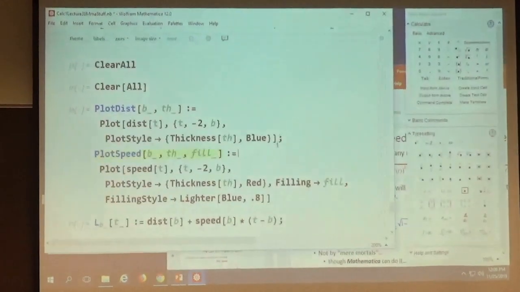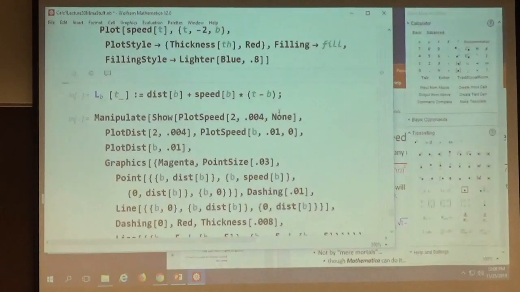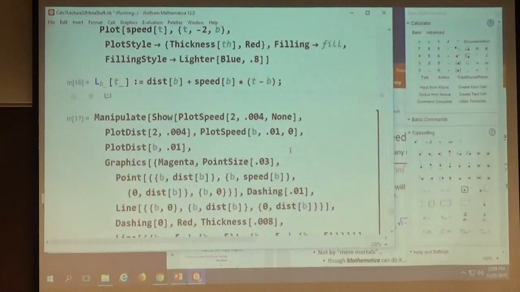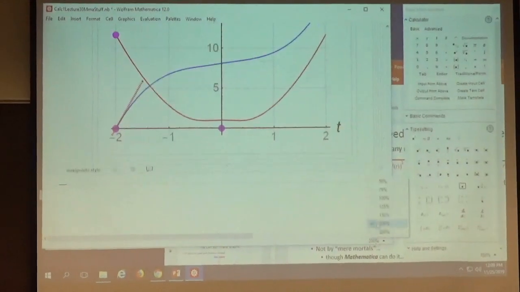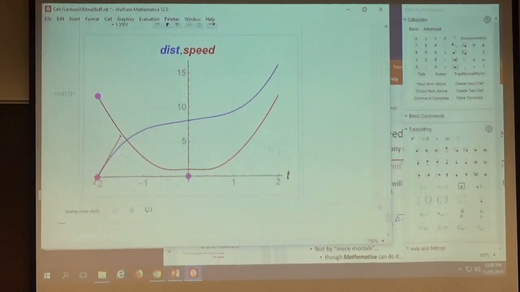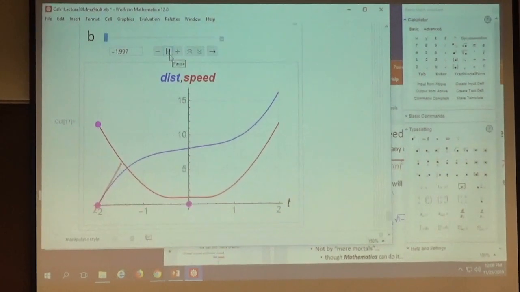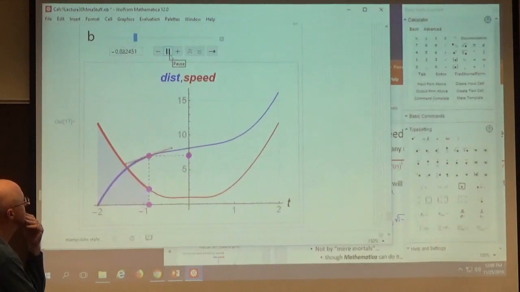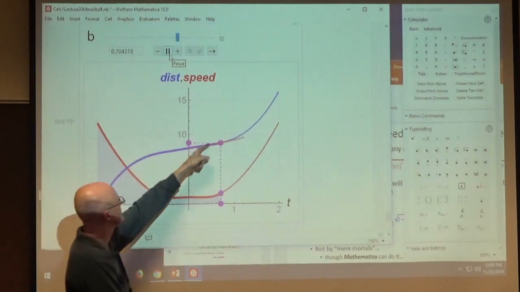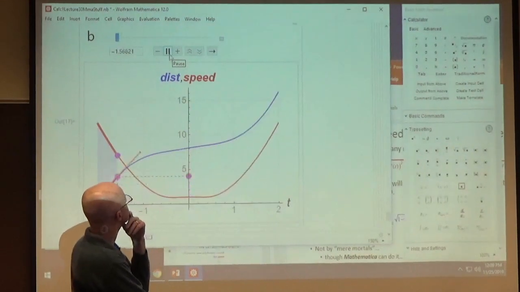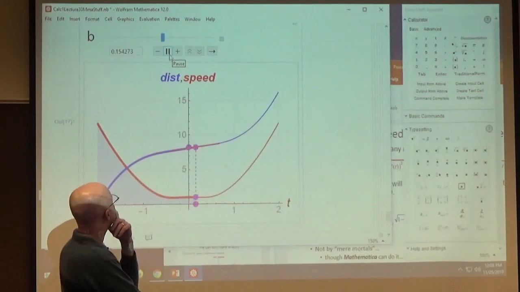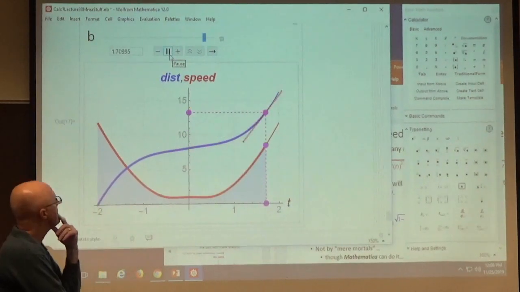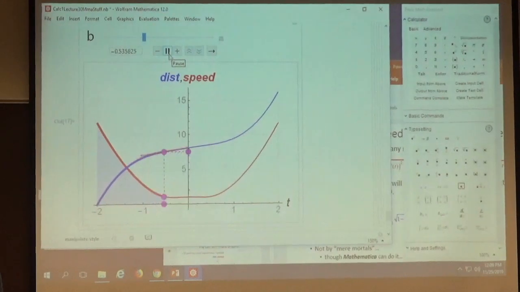You can think about this in terms of areas. Don't worry about the meaning of this code. B is the right endpoint. It's time, effectively. Now, on my computer, this line right here is not dashed. I don't know why it's dashed on this one. Anyway, slow this down and think about it.